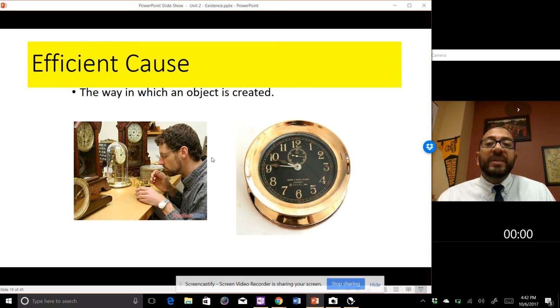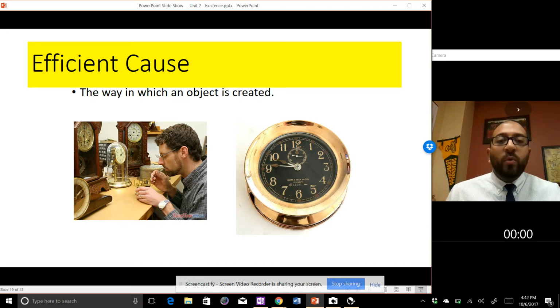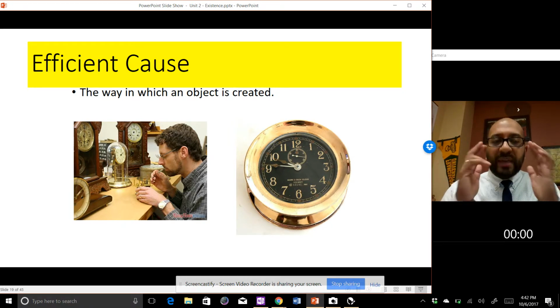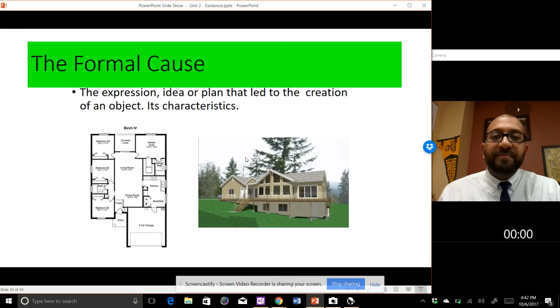You have the efficient cause. The efficient cause is the way in which an object is created. It's the recipe, it's the design, it's the, sorry. Efficient cause is the actual tools that put it together. So how is a watch made? It's the watchmaker, right? Or it's the screwdriver and the nails. What about the cake? What's the efficient cause of the cake? It'd be like the actual components being baked into a cake. The efficient cause is the way an object is created, the baker.